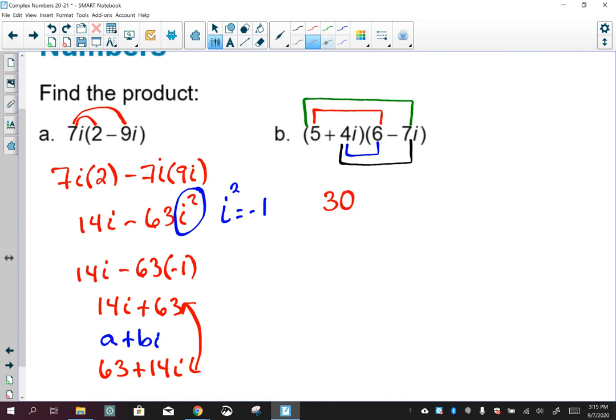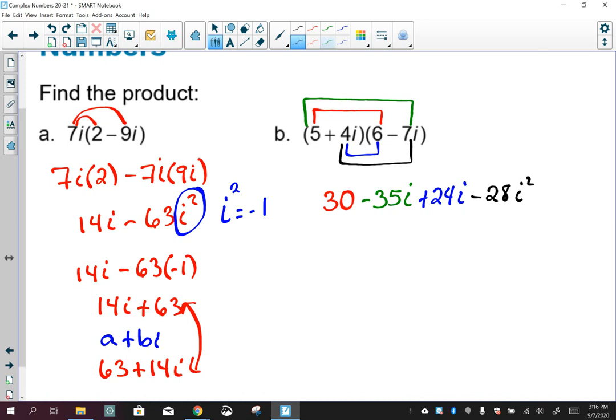And then we'll go to the green. 5 times negative 7i is negative 35i. Then we'll go to blue. 4i times 6 is positive 24i. And then we'll go to black. And that will give me 4i times negative 7i will give me negative 28i squared.